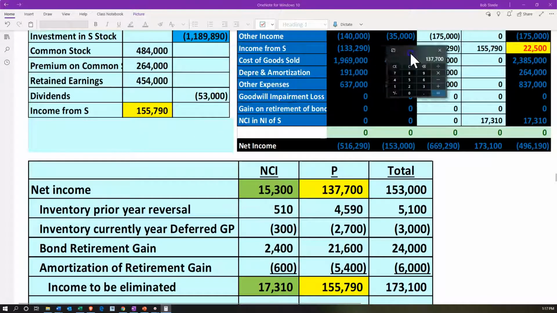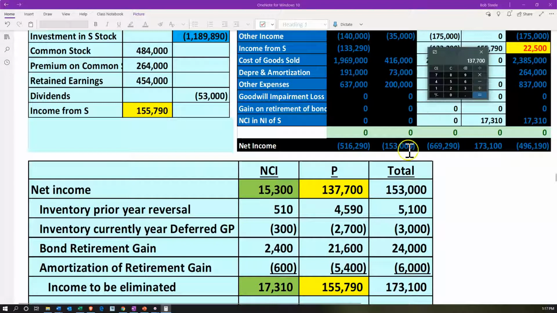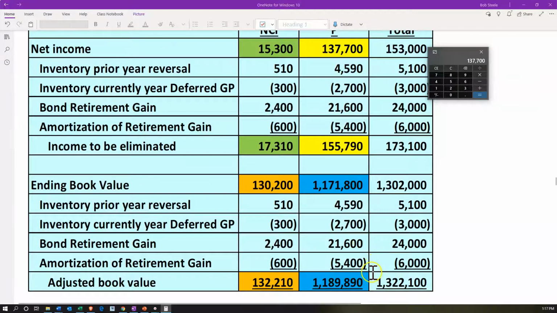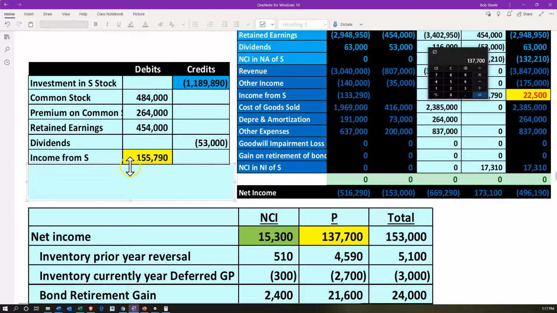So we made this table before. This is going to be an adjustment to our entry. So this 137,700 is now changed in accordance with this table to the 155,790. So there it is there. The other side will, of course, be on this transaction, so it'll be okay. We'll be able to even this out.